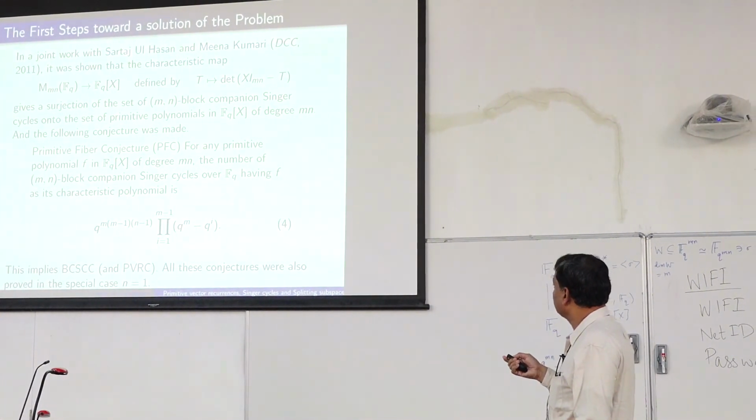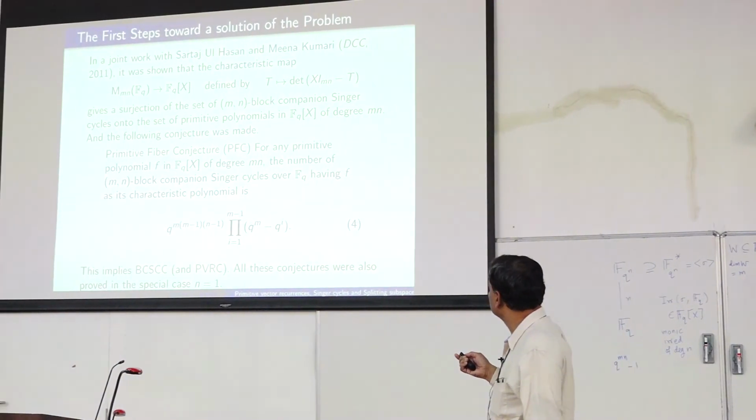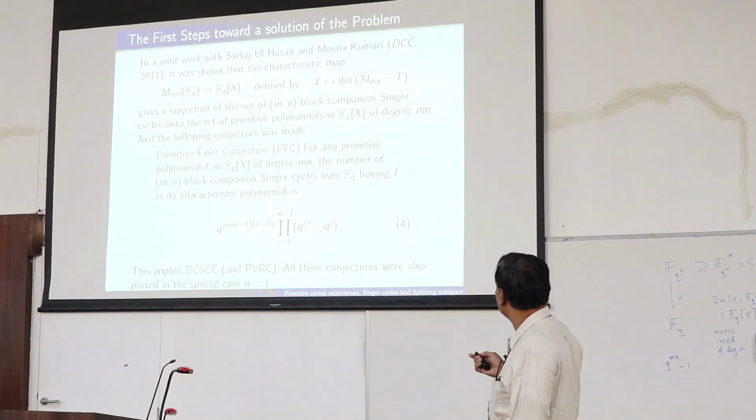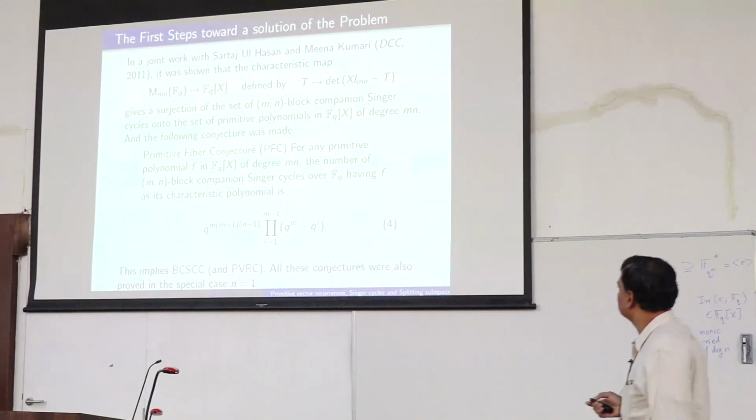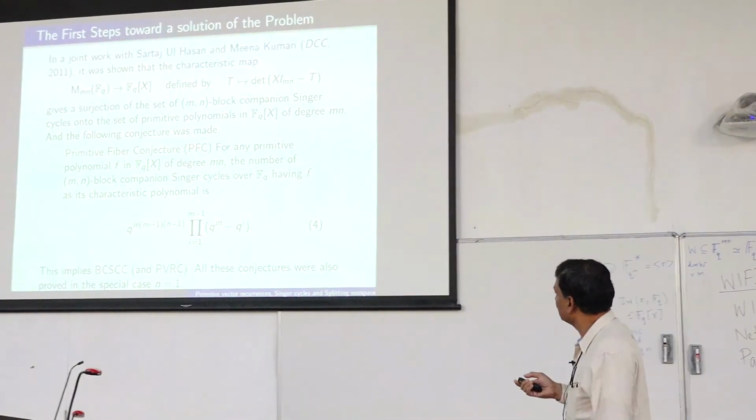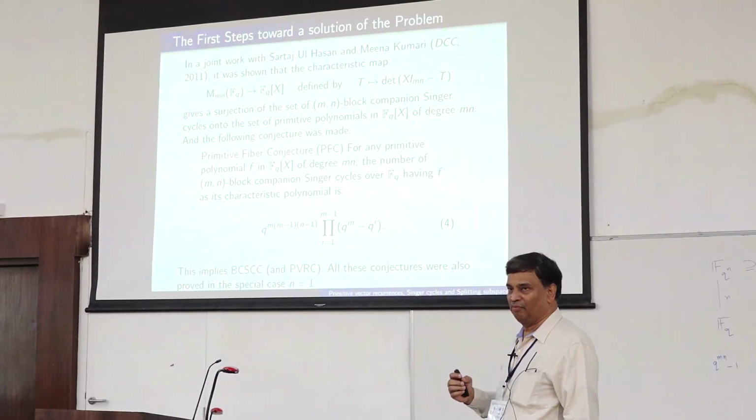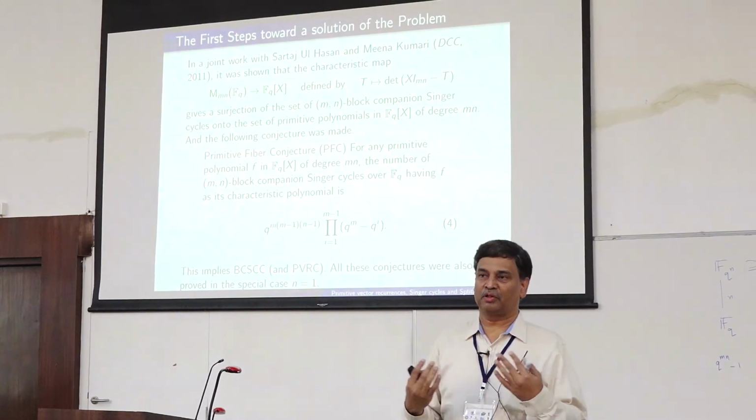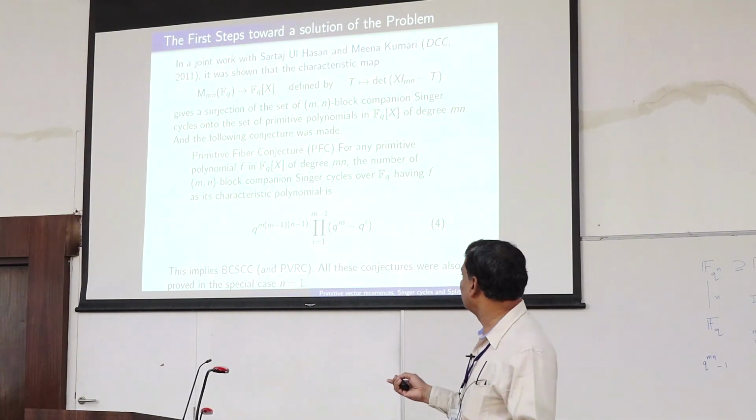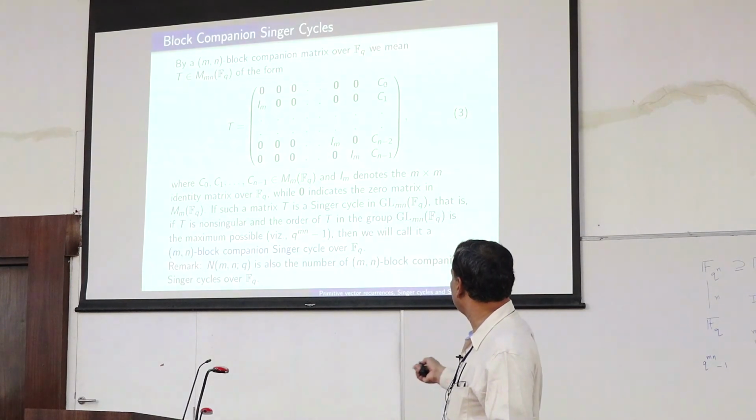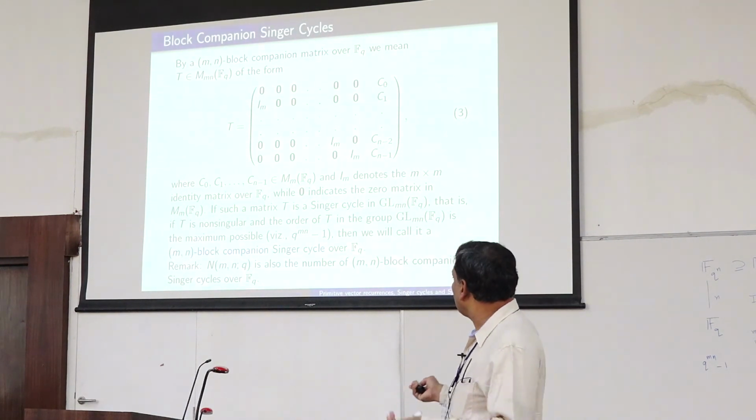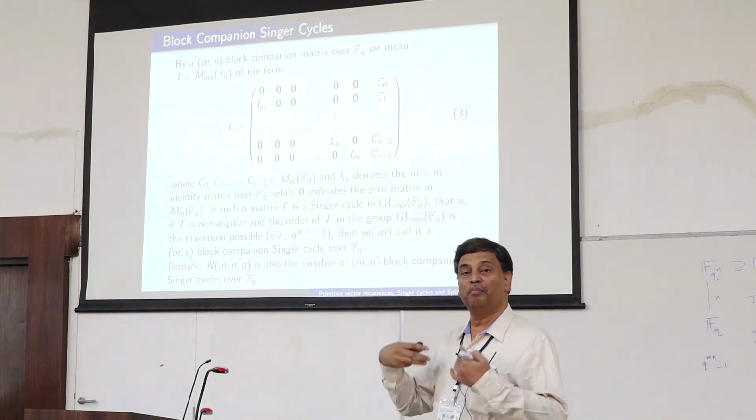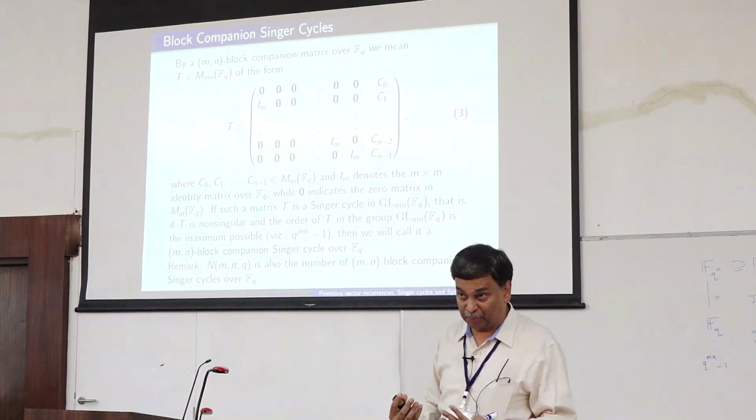So, with my former student Sartaj and his boss Meena Kumari in DRDO, we wrote a paper in Designs, Codes and Cryptography in 2011, so it is already some time ago, where we proposed how you might go about doing this. What I thought was the natural way to think about this is that I want to count, for example, these block companion Singer cycles. That means I want to count such block companion matrices whose characteristic polynomial is a primitive polynomial.